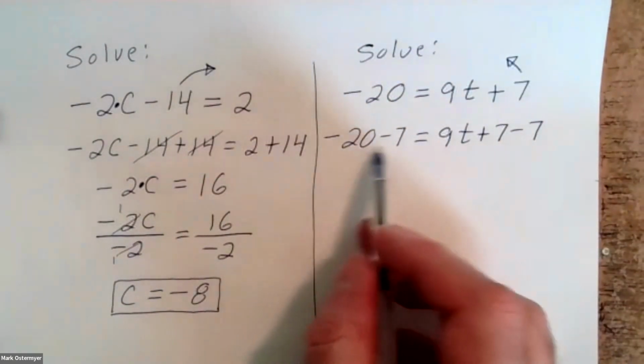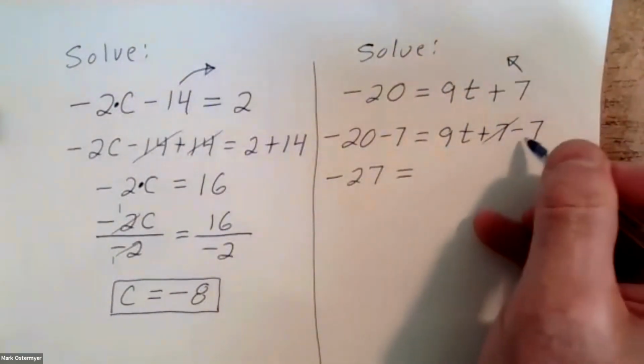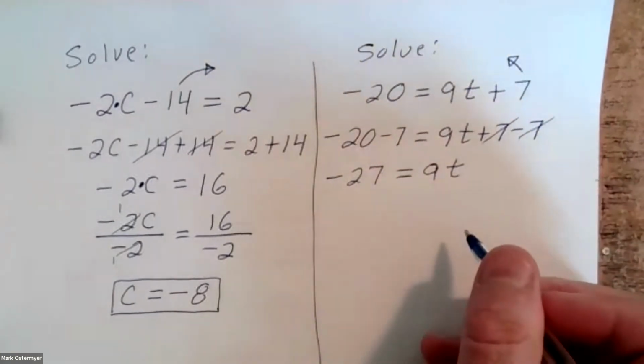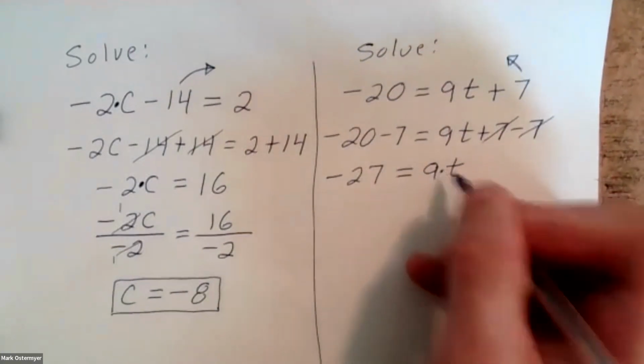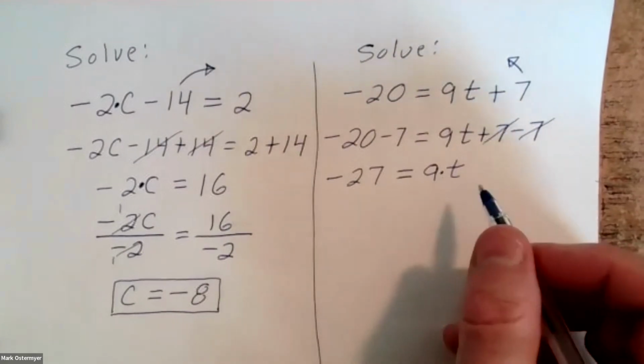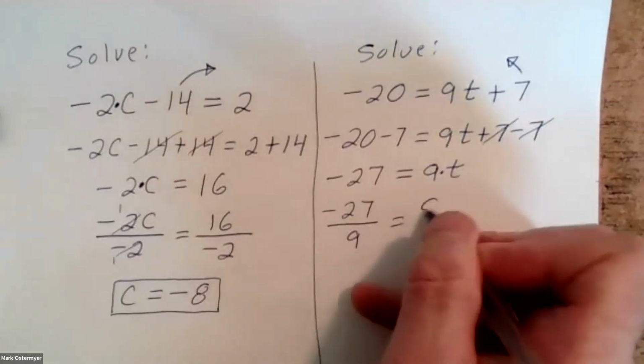Now, -20 subtract 7 is going to give you -27. The 7's drop out on the right side of the equation to 0, leaving you with 9t. To solve for t now, I have to get rid of this 9 that's being multiplied by t. So the inverse of multiplication is division. So I divide both sides of my equation by 9.